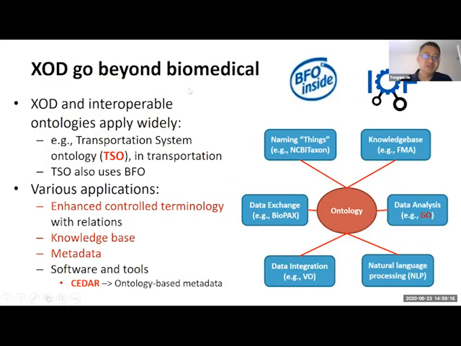I also want to say our XOD goes beyond biomedical. Currently we are working with Robert Hampshire and many people, developing a project called the Transportation System Ontology. It really supports transportation, like Uber, who would like to join us. This TSO also uses Buffalo and our XOD strategies.